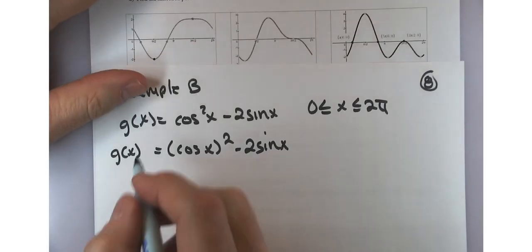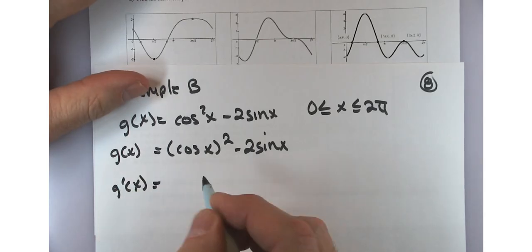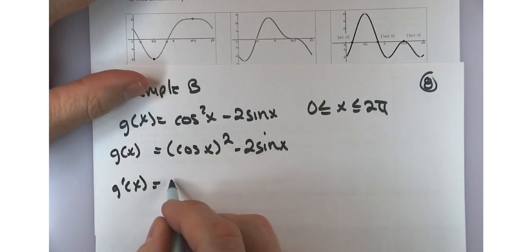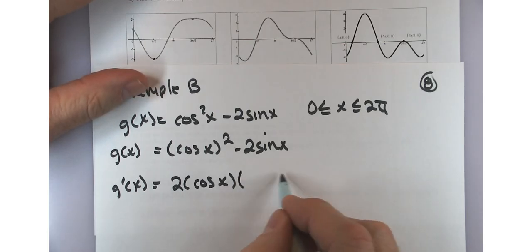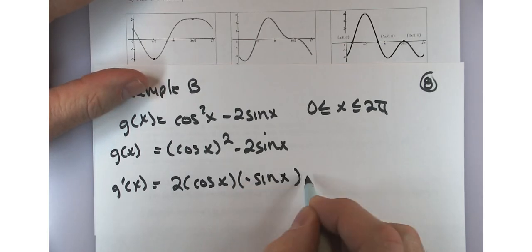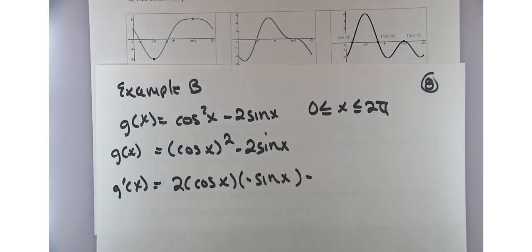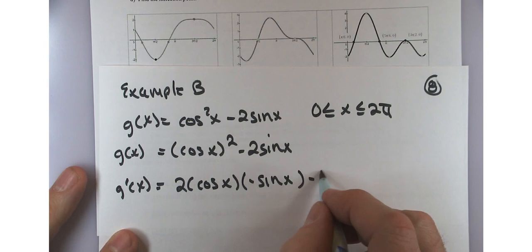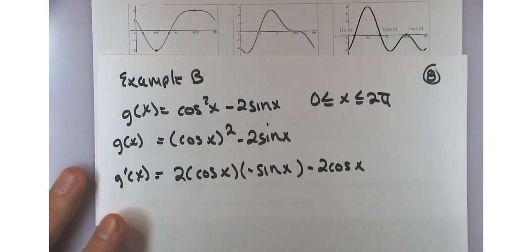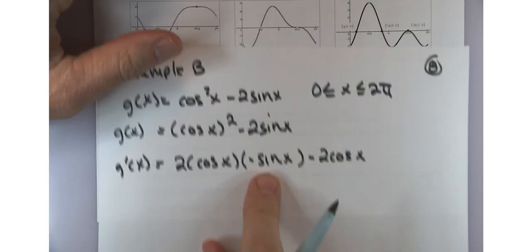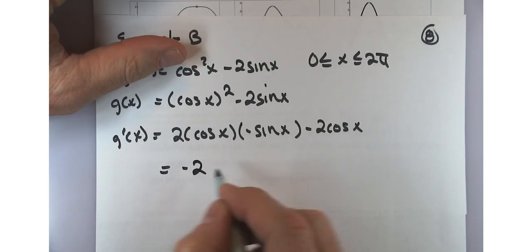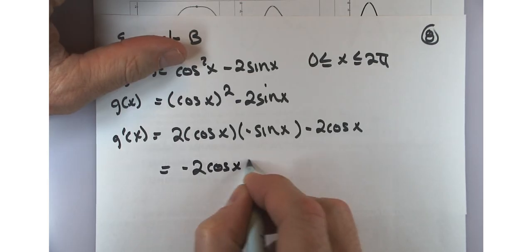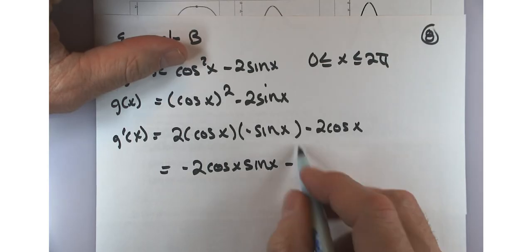So let's see here. G prime of x, Rebecca, maybe you can help me out. Derivative of the outside, 2 cosine of x, I'm not going to write to the first power, times the derivative of the inside. Negative sine of x, good. And the derivative of the second part of this is just going to be minus 2 cosine of x. Great. All right, so let's see if we can't clean this up a little bit. That's going to be minus 2 cosine of x, sine of x, minus 2 cosine of x.